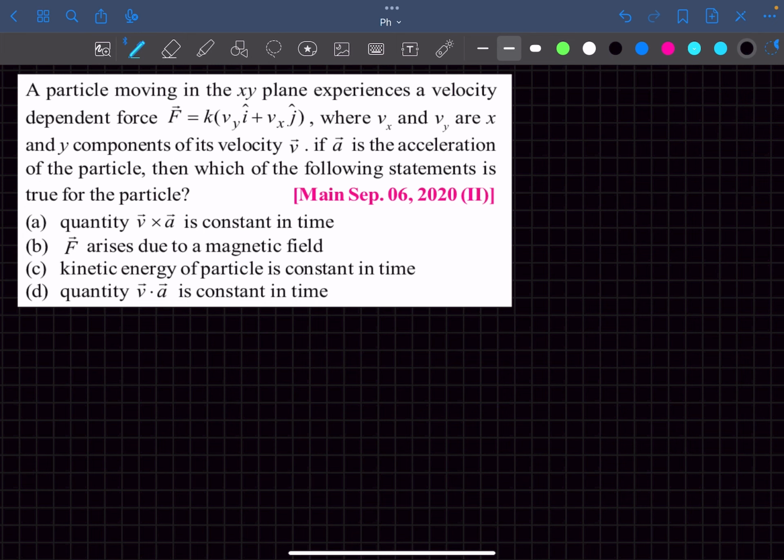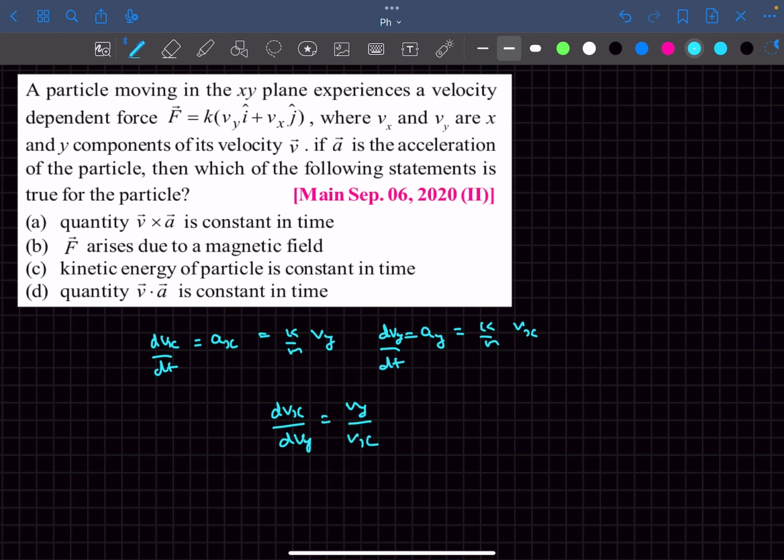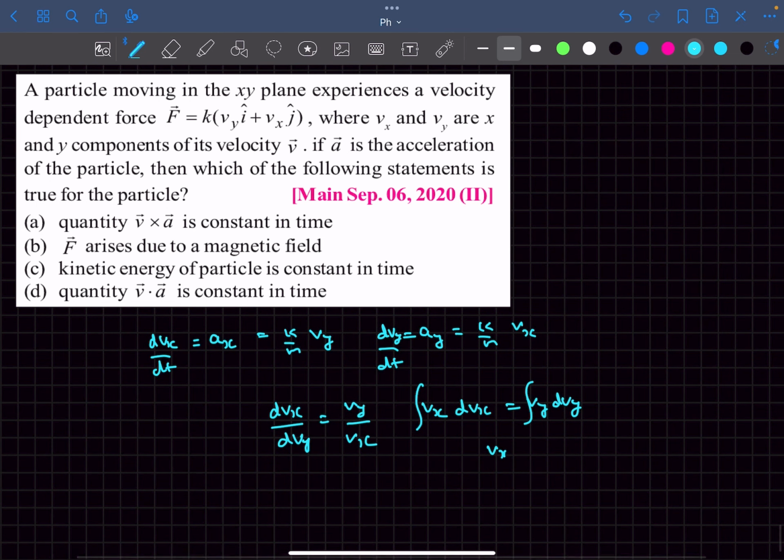Option A says that v cross A is coming out to be constant. First of all, if we write the acceleration vector, the acceleration in the x direction is going to be k by m vy, and acceleration in the y direction will be k by m vx. Okay, and ax I can write as dvx by dt, and ay I can write as dvy by dt. Now if I divide both of these equations, I get dvx upon dvy equals vy upon vx. So from here we get vx dvx equals vy dvy. If I solve this indefinite integral, I'll get vx squared equals vy squared plus some constant.